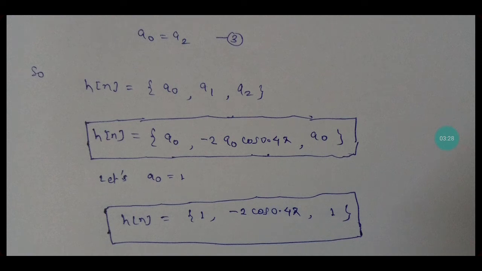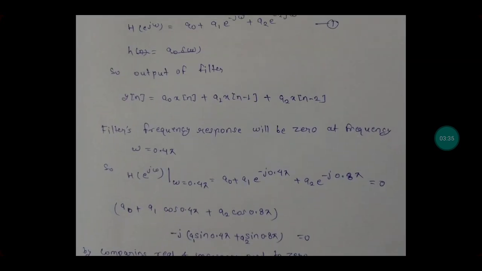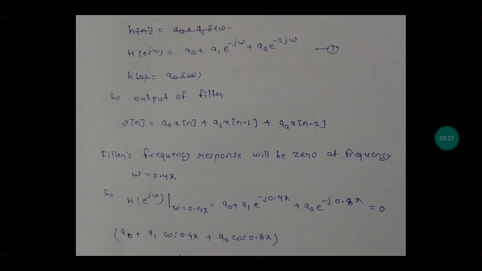Another question it has asked is the DC level of the output, which we also have to find. We know that the output is y[n] equal to a0 x[n] plus a1 x[n minus 1] plus a2 x[n minus 2]. Put in the a0, a1, a2 values in terms of a0, or take a0 equal to 1. Then you will find the DC level. It's simple. I hope you got what a nulling filter is and how to design it. Thank you.